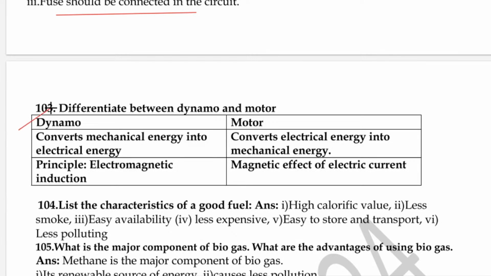Next one. Differentiate between dynamo and motor. Dynamo converts mechanical energy into electrical energy. Motor converts electrical energy into mechanical energy. Here the principle is electromagnetic induction. Here, magnetic effect of electric current.